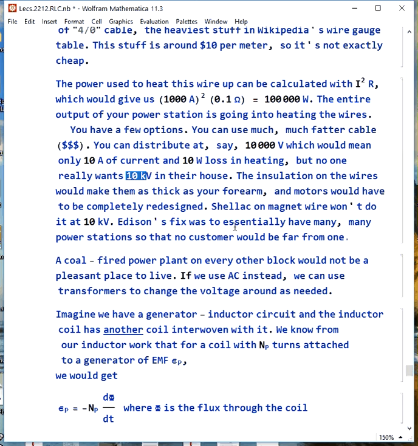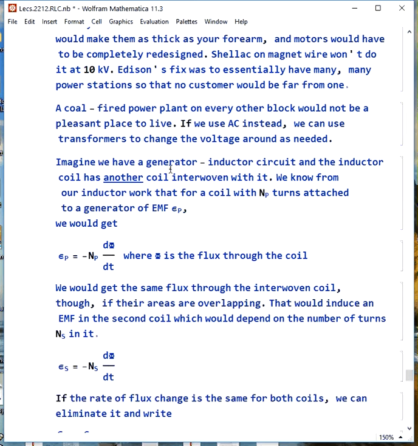The way Edison fixed it was to essentially have lots and lots of power stations so that nobody is going to be far from one, and this resistance will be even smaller. You probably would not have wanted to live in a place that had a coal-fired power plant on every other block. So AC lets us have sort of the best of both worlds.